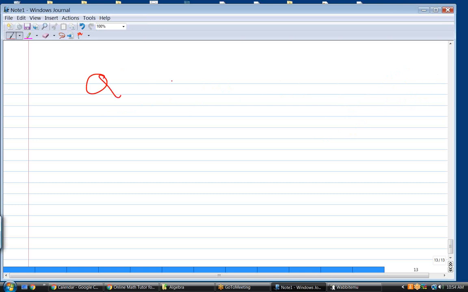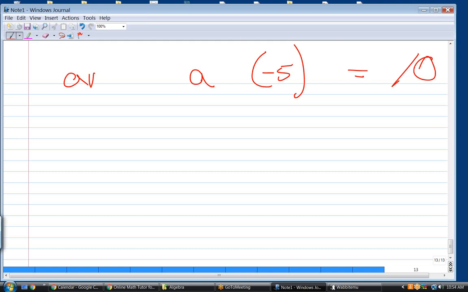What's the average between A and C? It's A plus C divided by 2. Correct. Okay, so that's average problems. Now let me give you some more. If the average between A and minus 5 is 10, then what does A have to be?